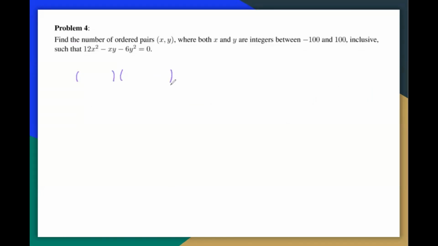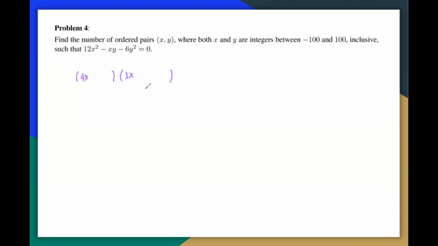And sometimes it may not be easy to see those factors. I'll try something else as well if needed. Since we know this is 12, maybe I can go with 6 and 2, or 4 and 3. 6 and 2 are too far apart, so I'm going to go with 4x first and then 3x. And I like to combine the products to get the middle term as minus xy.